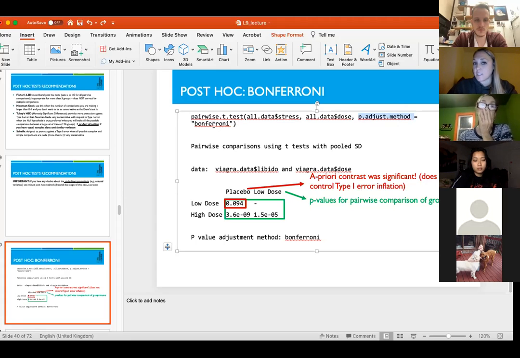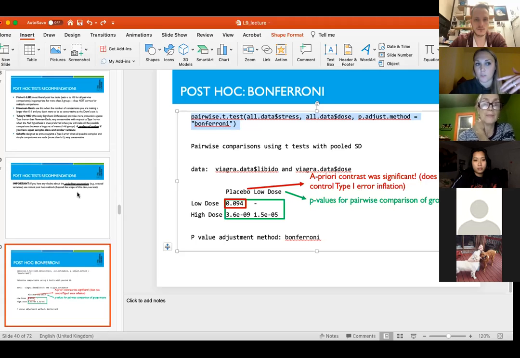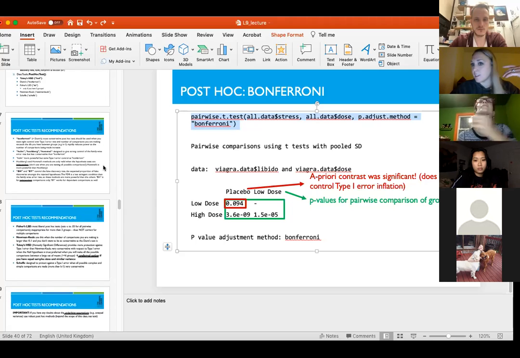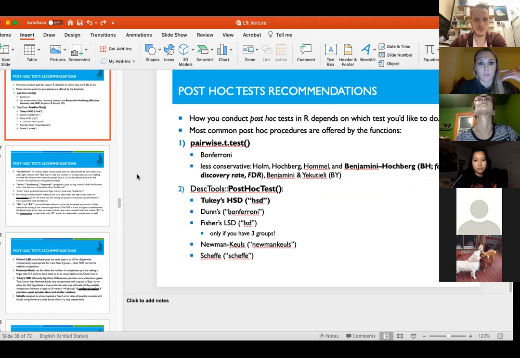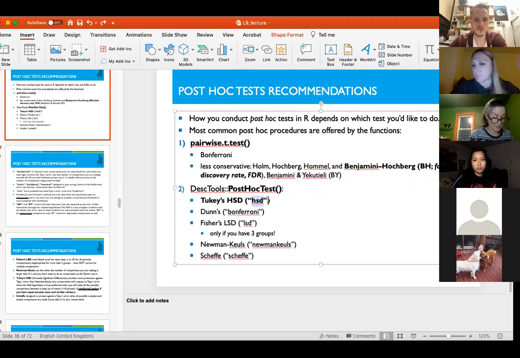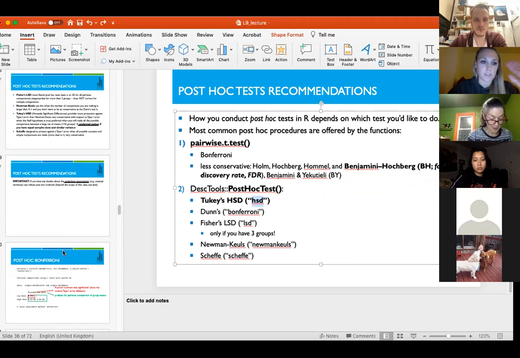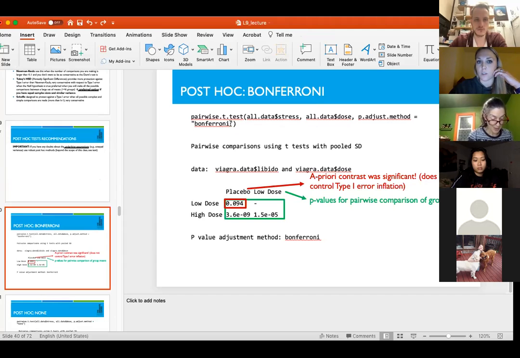I always get these terms mixed up, because it has to be the exact word that R wants. If you type in Bonferroni with a capital B, it's going to give you an error because it has to be that exact word. So I always use the help files to look at what the keywords are, because I can never remember what each one is. In a different function, instead of Tukey's, for example, you don't put in Tukey's, you put in HSD. So I always just look at the help files to know which term to put in here.